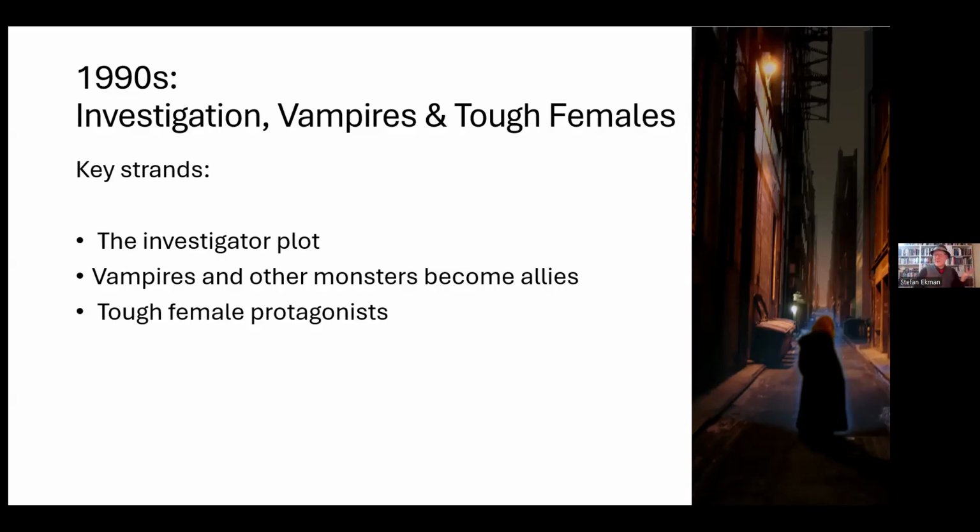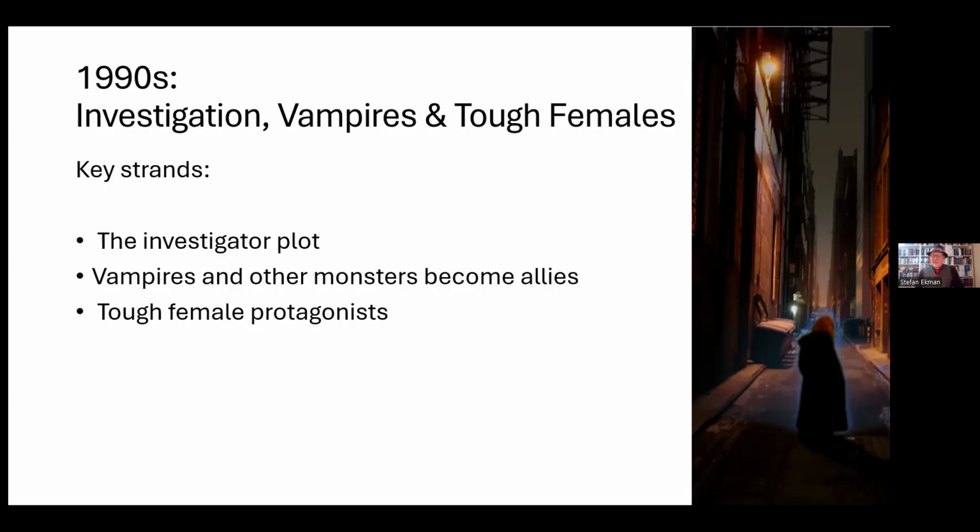We have this constant change of the vampire figure into something more relatable. And by the 1990s, they have entered the bundle of urban fantasy as allies, sometimes even protagonists, in Tanya Huff's Blood books, for instance. And in fact, Huff's Blood books are interesting because they illustrate all three of these strands, where the main character, Vicky Nelson, is a former police detective and now private investigator. She works together with a vampire, and she's definitely a very tough female protagonist. So it's an interesting example.